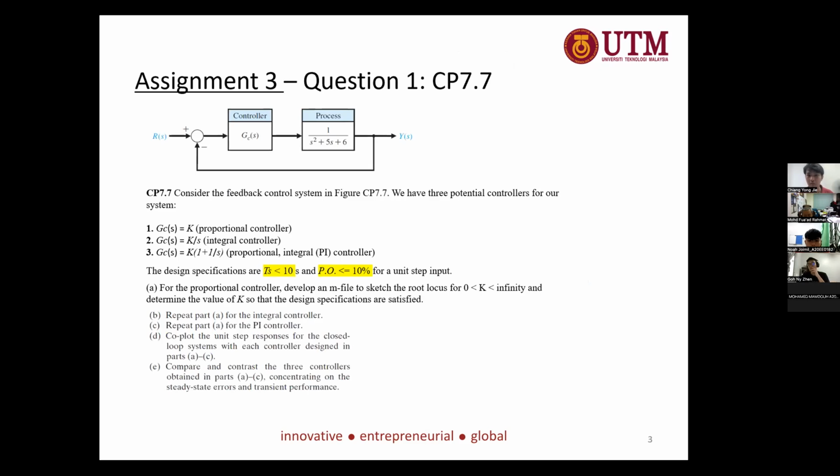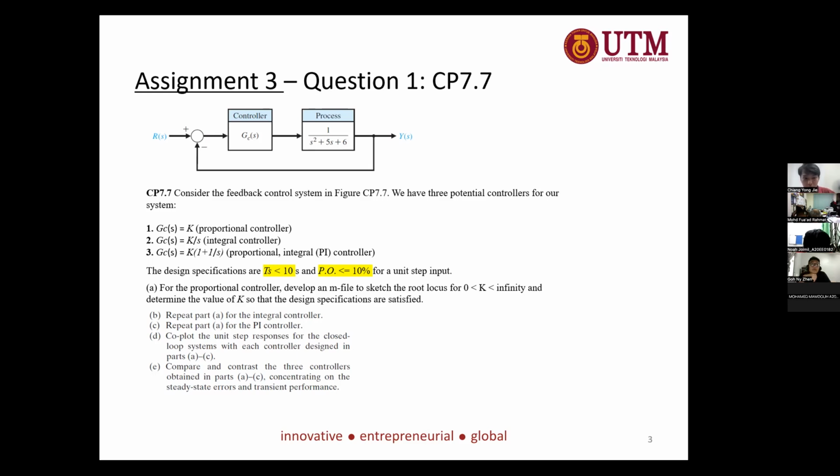As for my part, I was given question 1. In this question, I was given a feedback control system as in the diagram. There is a controller and also a process equation. They give 3 equations: K over S, K over 1 plus 1 over S, which are the P controller, I controller, and also the PI controller. I need to design to a specification of percentage overshoot of less than 10%, and also a settling time of less than 10 seconds.